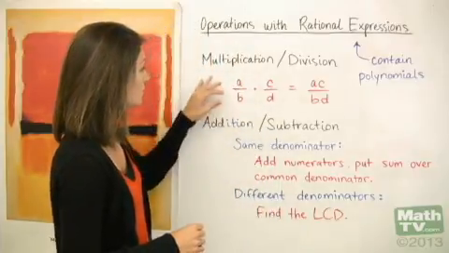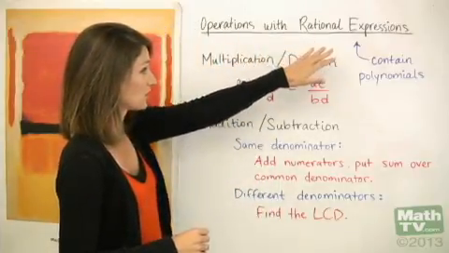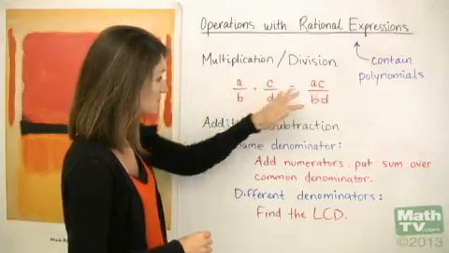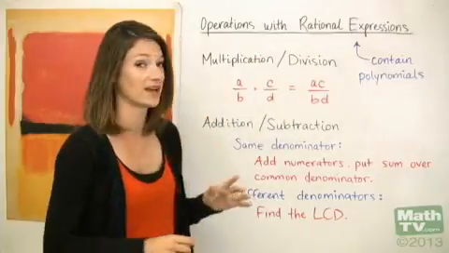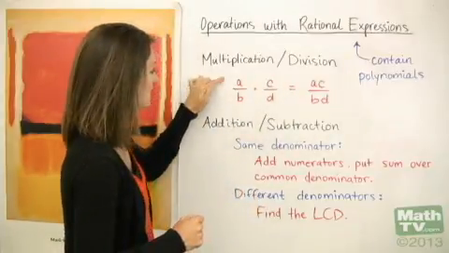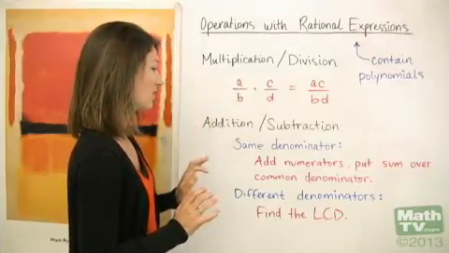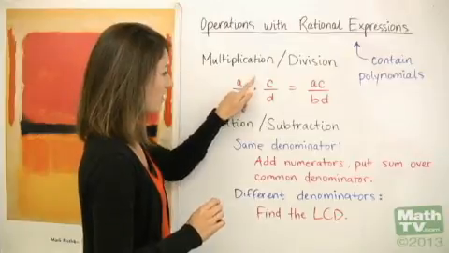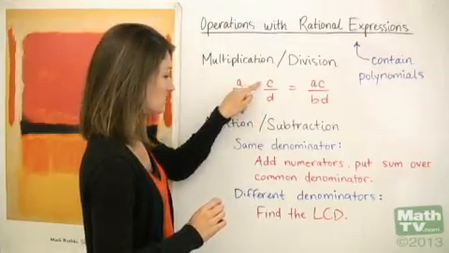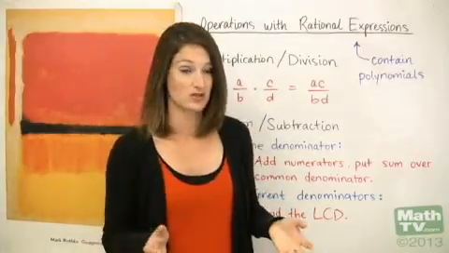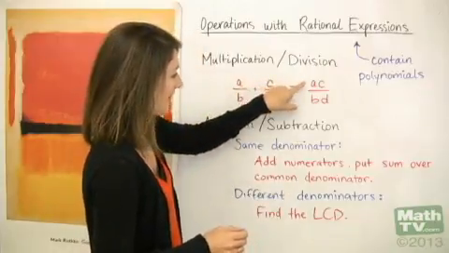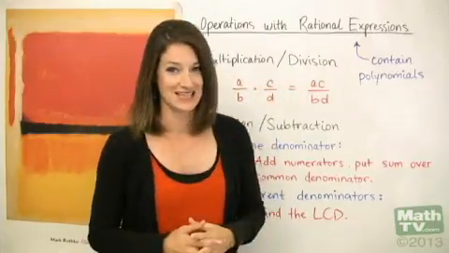For instance, to multiply two rational expressions, we can use the same rule as we do when we're multiplying two fractions. So if we take a over b, where a and/or b contain a polynomial, and we multiply that by c over d, where c or d may contain a polynomial as well, then we get ac over bd.